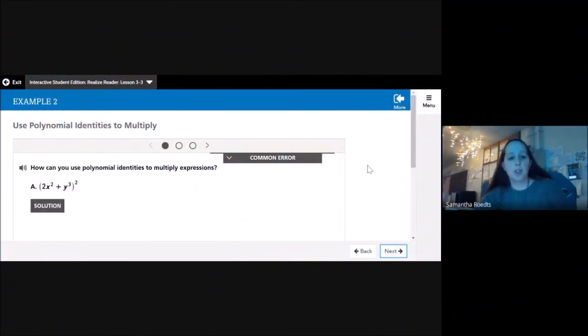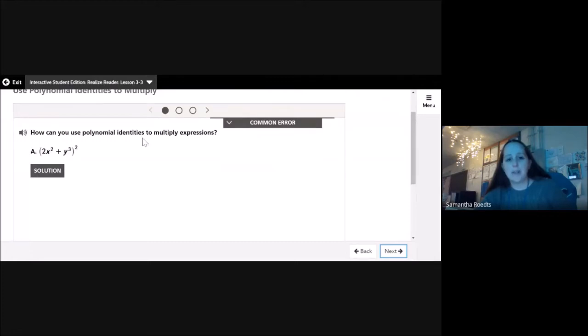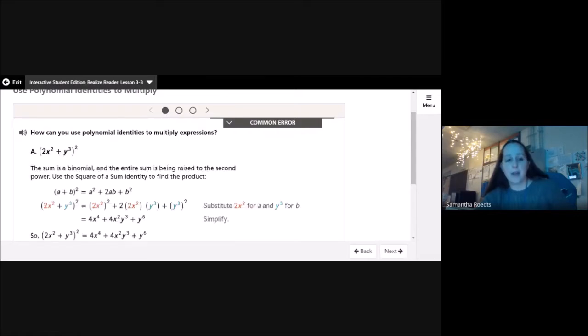All right, example 2, use polynomial identities to multiply. How can you use polynomial identities to multiply expressions? So I have 2x squared plus y cubed, raised to the second power. So the sum is a binomial, and the entire sum is being raised to the second power. So I can use the square of a sum identity to find the product. So really, this is like saying 2x squared plus y cubed times 2x squared plus y cubed.